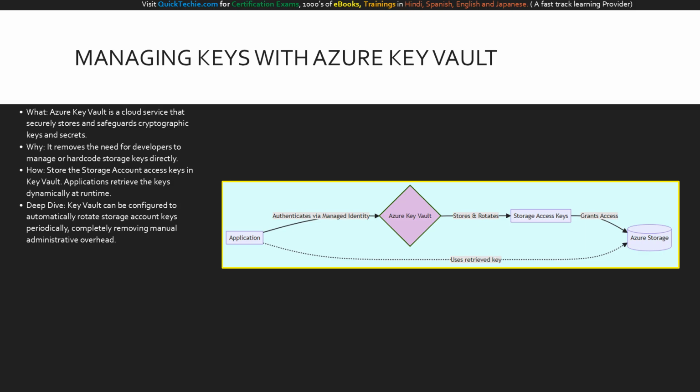This flowchart maps the modern, secure approach to key management. On the left, the application never holds a hard-coded key. Instead, it authenticates itself securely to the Azure Key Vault. The Key Vault acts as the secure middleman, storing and automatically rotating the storage access keys. The application retrieves the key strictly in memory at runtime and uses it to connect to Azure storage on the right. If the key rotates, the application simply asks Key Vault for the new one.